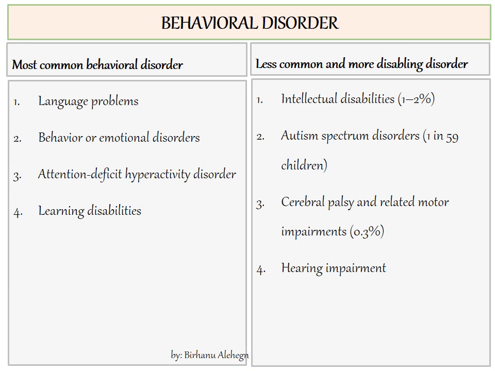The most common behavioral disorders, from highest to lowest prevalence, are language problems, behavioral or emotional disorders, attention deficit hyperactivity disorder, and learning disabilities. Less common and more disabling disorders: intellectual disabilities account for 1 to 2%, autism spectrum disorders in 1 of 59 children, cerebral palsy and related motor impairments account for 0.3%, and hearing impairment.